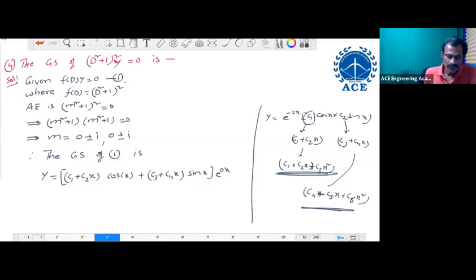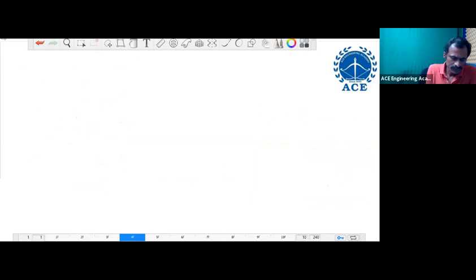This problem is completed. Next, we are going to the next page. On the next page, we write the next problem. Problem number 5. Solve y''' - 6y'' + 11y' - 6y = 0.